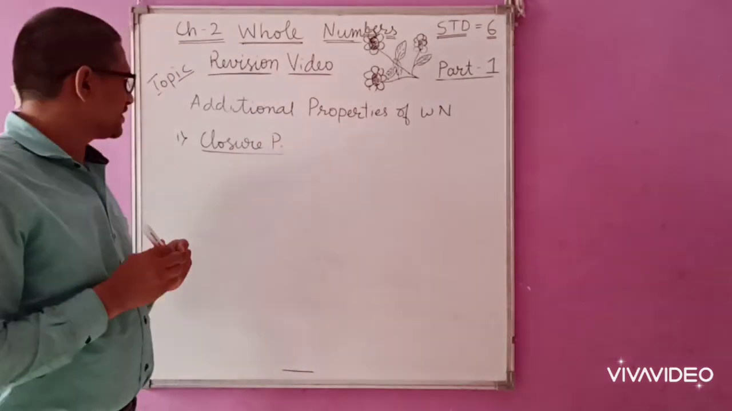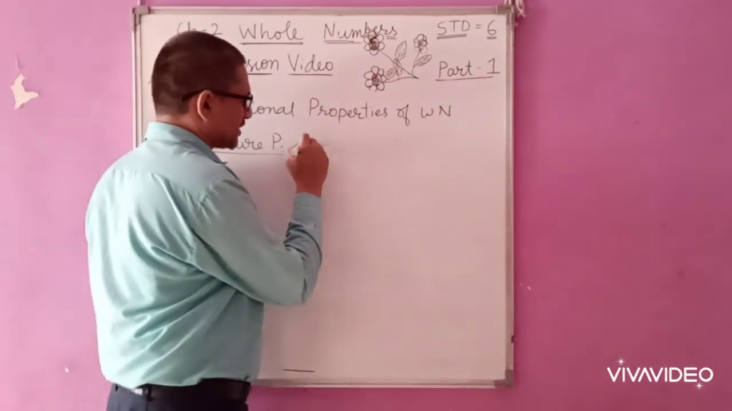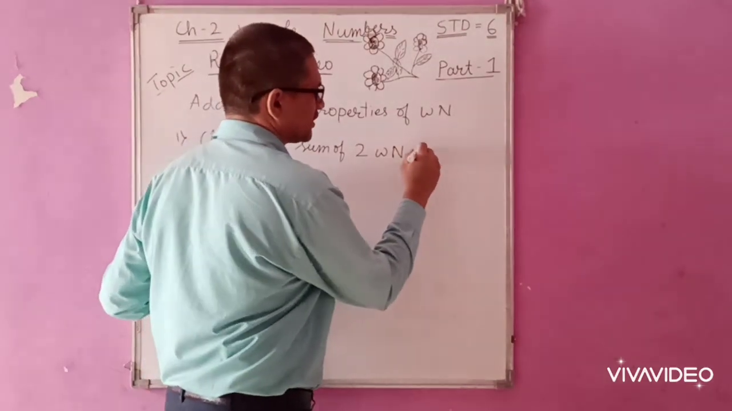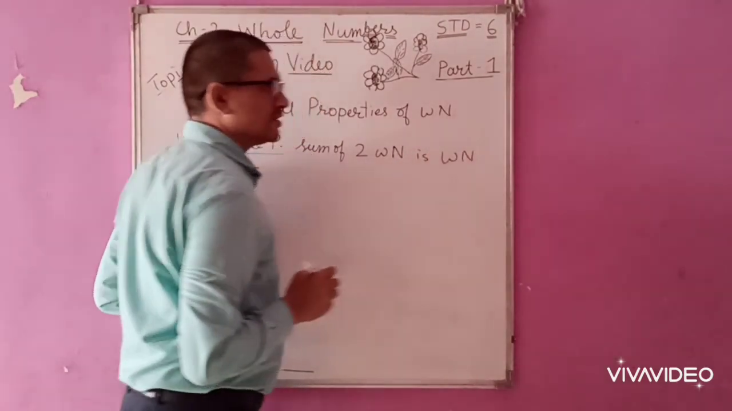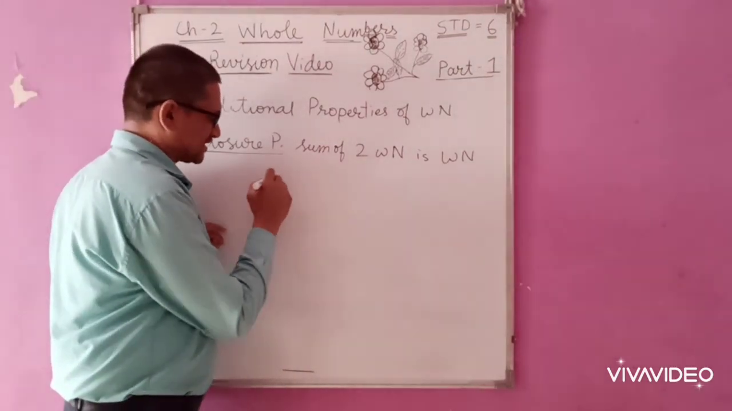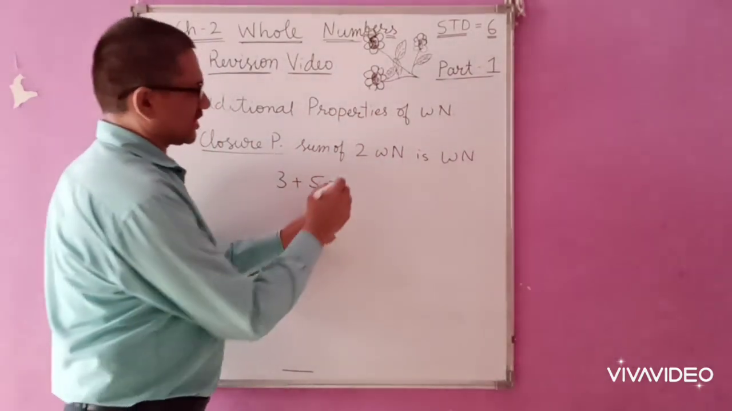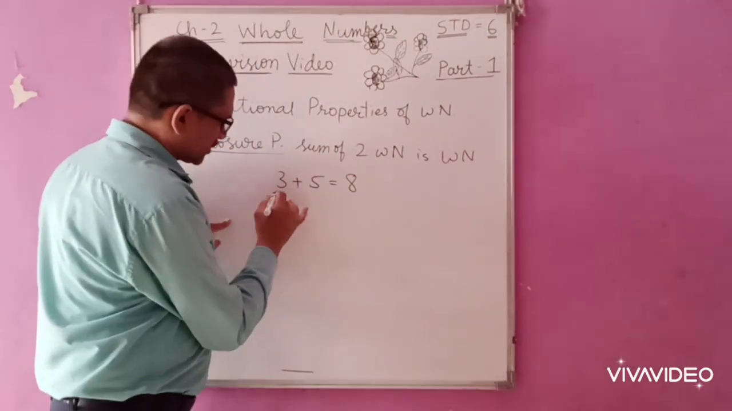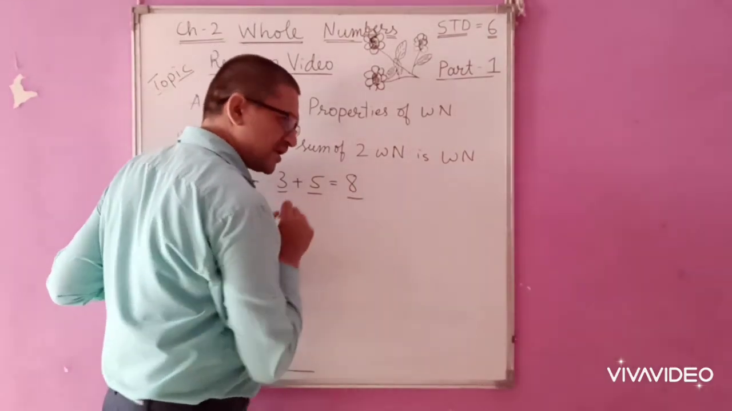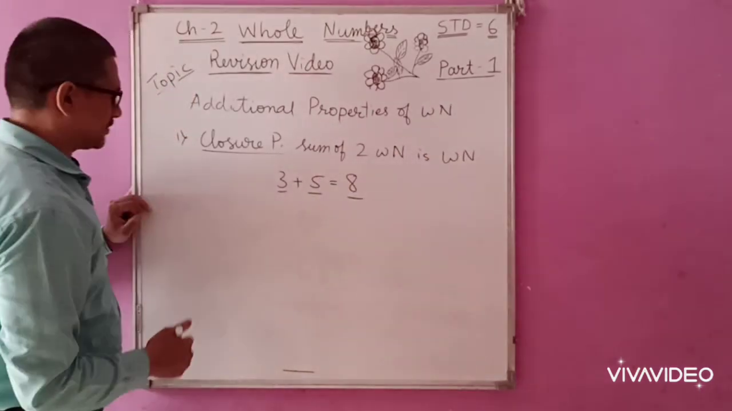Closure property, what is meant by closure property? So the first property is that the sum of two whole numbers is a whole number. It means when you add two numbers, for example 3 plus 5, you get the answer as 8. 3 is also a whole number, 5 is also a whole number, 8 is also a whole number. Means sum of two whole numbers is a whole number.